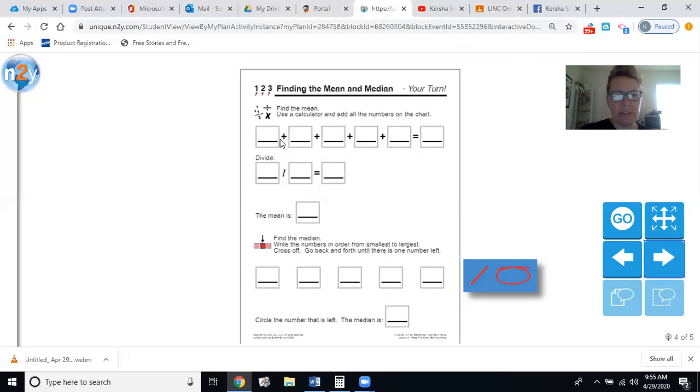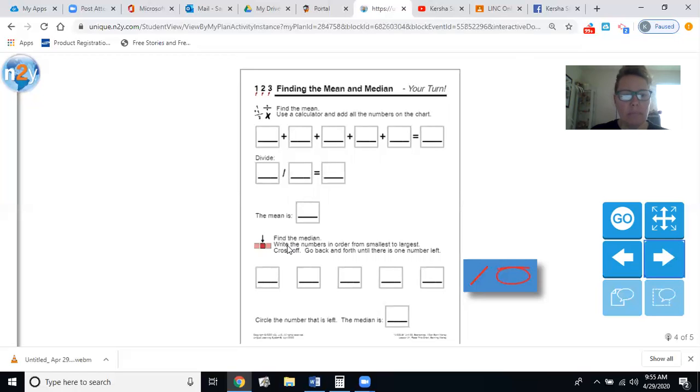You don't have to have these in order because you're not finding the median. So you would just add all of those numbers up. There's your total. And then you will divide the total by 5. The mean will be whatever this total is divided by 5. That's going to be your mean or your average.